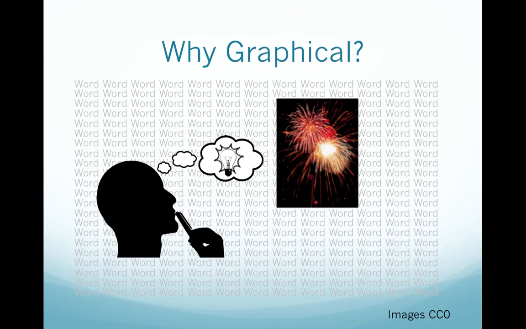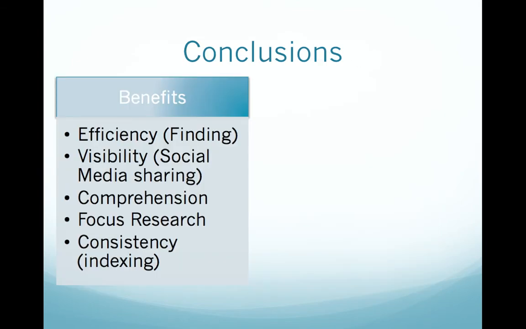In addition, some have noted that the process of distilling the research to a main contribution that can be presented graphically helps authors focus their research. As an added bonus, the rigor provided by the visual abstracting process may actually help make indexing more consistent and focused on key contributions. So these are some of the key benefits.